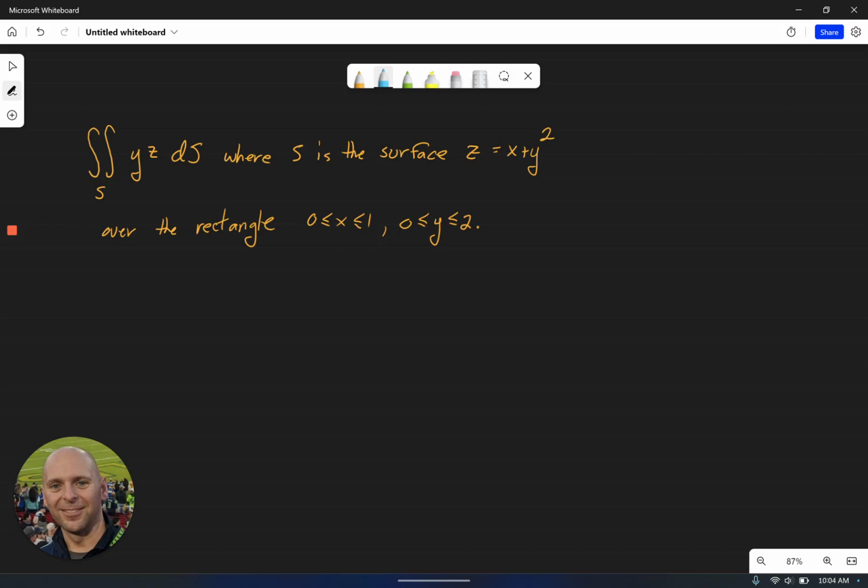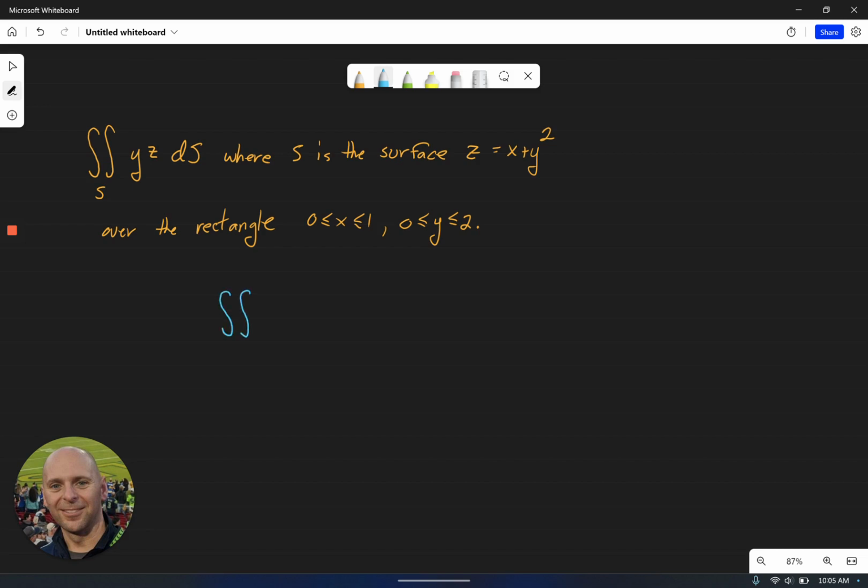So let's compute the double integral over the surface S of yz dS, where S is the surface z equals x plus y squared, and we're going to integrate over the rectangular region where x goes from 0 to 1 and y goes from 0 to 2. First, let's get our double integral formula for a surface.